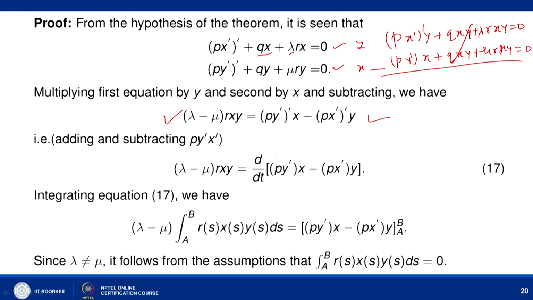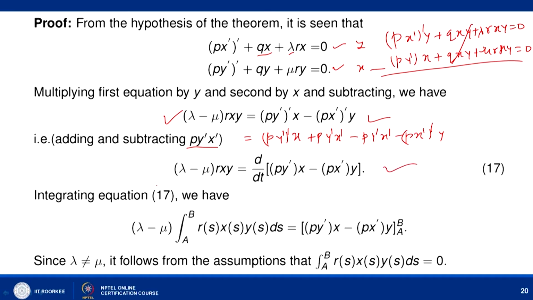Now we can simplify and write it as lambda minus mu times r x y equal to d by dt of (p y dash x minus p x dash y). Here we simply add the term p y dash x dash, and we can write it like this. In fact, you can easily check that if we expand it, we will get this only. So here we have p y dash x dash plus (p y dash) dash x minus p x dash y dash minus (p x dash) dash y, and if you simplify, you have d by dt of (p y dash x minus p x dash y).